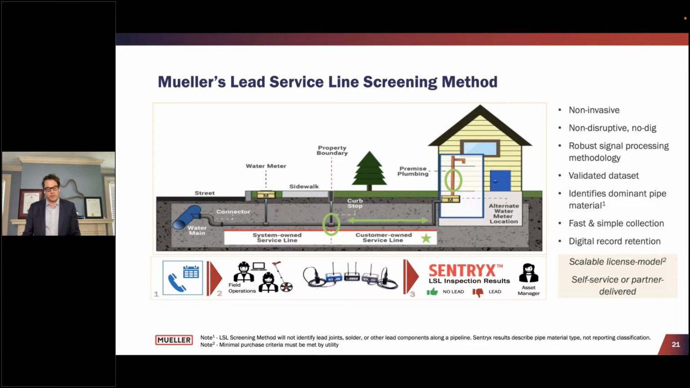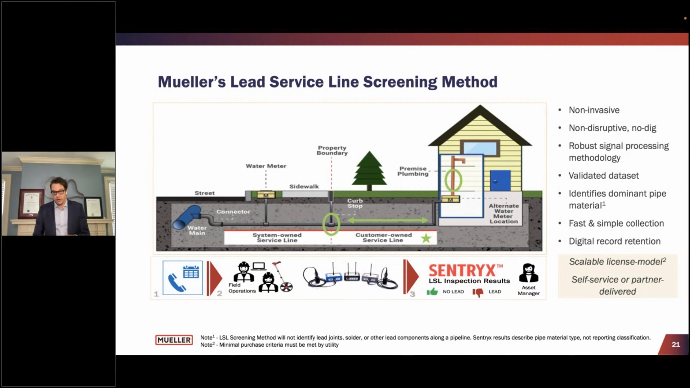And then what we do is we record the acoustic properties of that pipeline, and from those acoustic properties and characteristics from that recording, we can determine what type of pipe it is. Right now, the way the technology works is we can classify this pipe as lead, as not lead, or as plastic. Those are the three main classification categories. And again, we feel that fits perfectly into this inventory requirement that the EPA has put out.